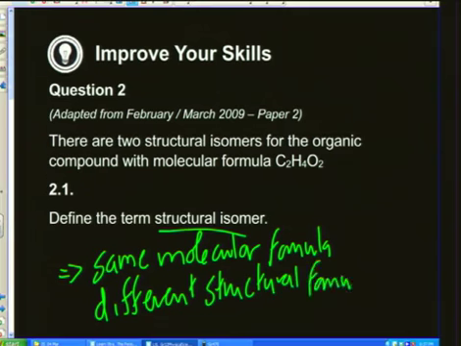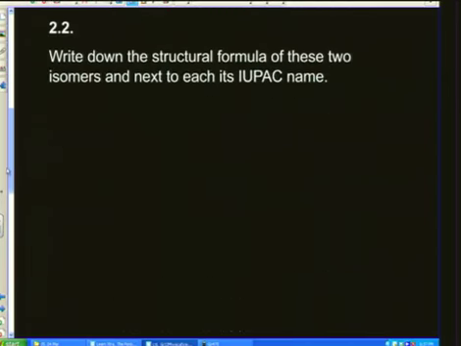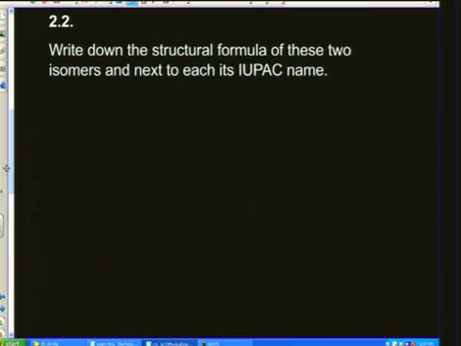So I'm not even going to spend more time on that. I'm going to go straight on to the next part of the question. It says, write down the structural formula of these 2 isomers, and next to each, its IUPAC name.